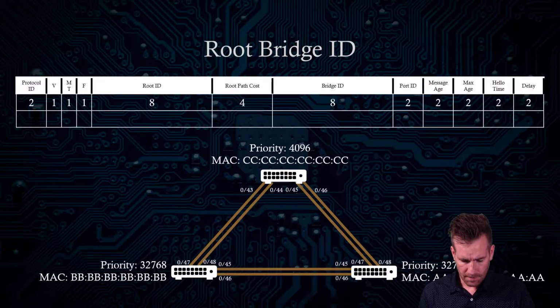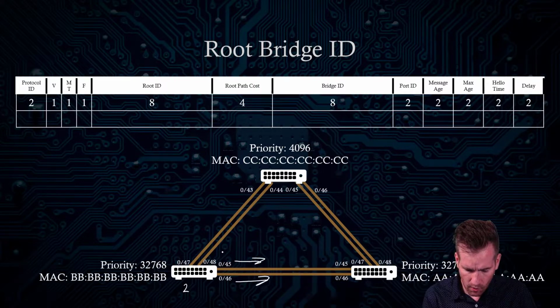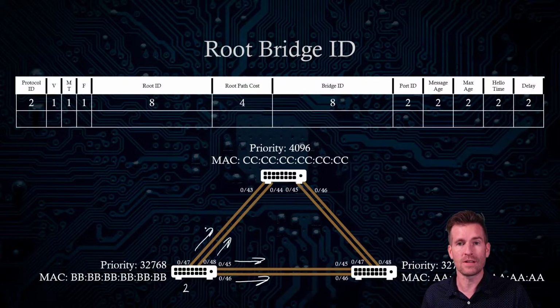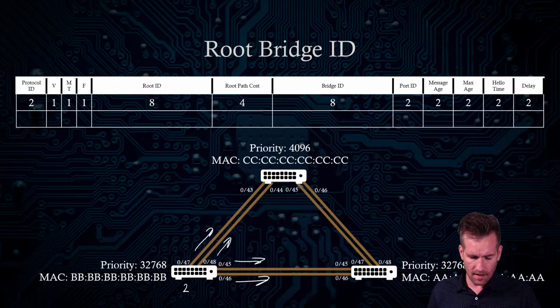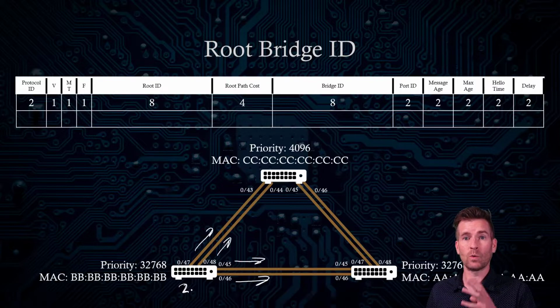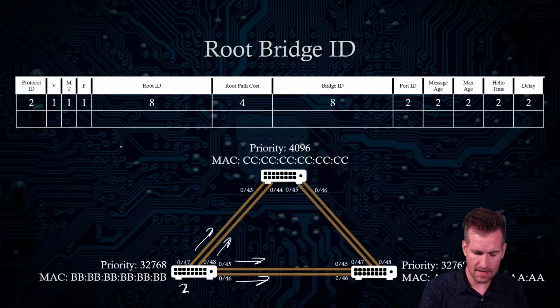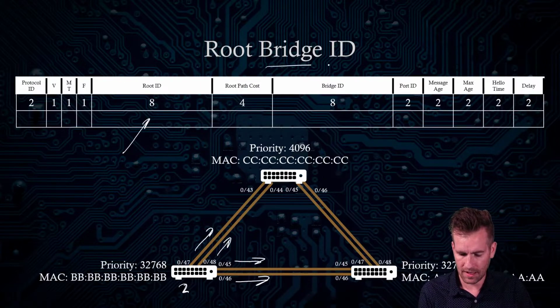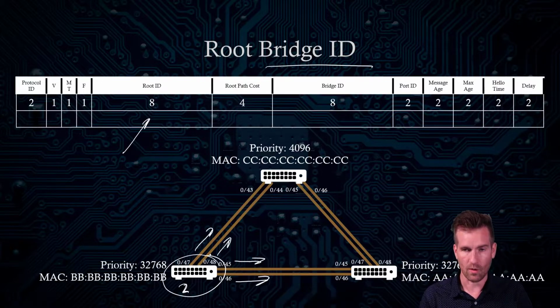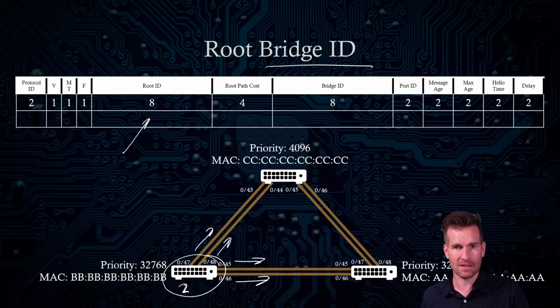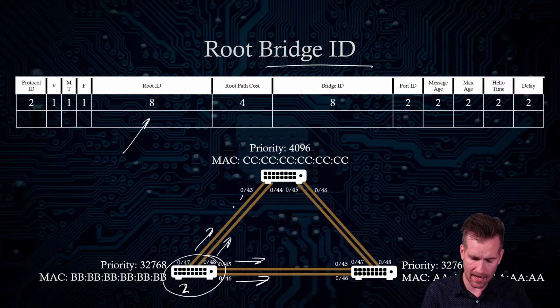We're going to take this from the perspective of switch 2 right here, and the Bridge Protocol Data Units it will be sending out each link. Now, initially when this starts, switch 2 isn't aware of what the actual root bridge is going to be. So initially it populates the root ID with its own bridge ID. The root ID would be the bridge ID of switch 2 until it learns of a better option out there, which it will with time as BPDUs get communicated back to it.